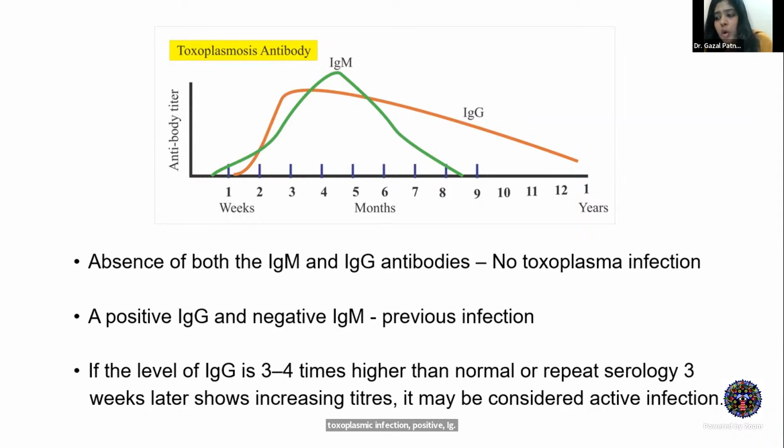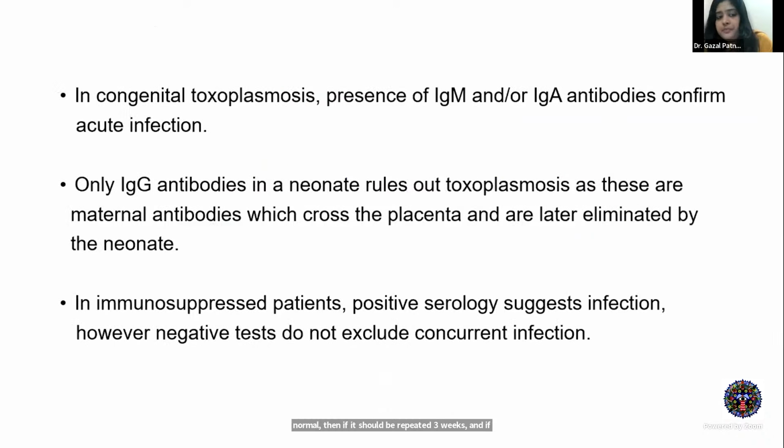High serum IgG is not a reliable indicator of either recent infection or reactivation. However, if it is 3 to 4 times higher than normal, the test should be repeated after 3 weeks. And if it shows increasing titers, it may be considered an active infection.